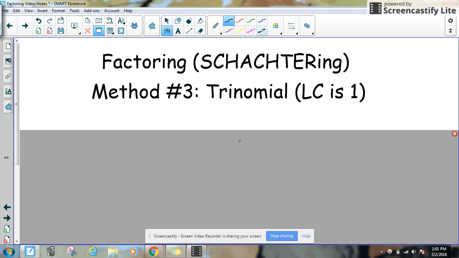Hey, everyone, Mr. Schachter here with the Schachtering method number 3, which is called the trinomial method. We call this the trinomial method because we're going to factor things of 3 terms, okay?